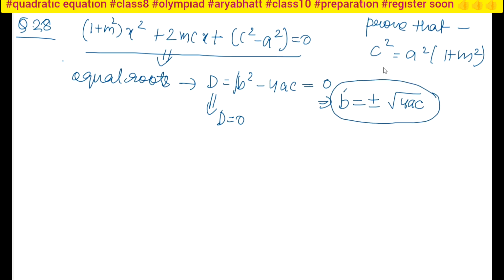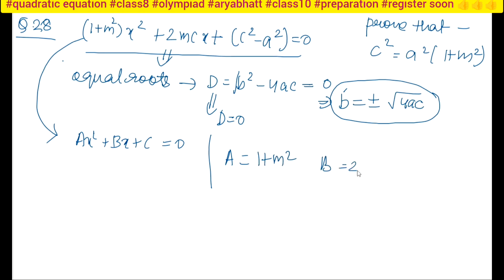Now when this is my condition, can you tell me how I can solve it? First I will use my discriminant. So now comparing this equation with ax square plus bx plus c is equal to 0, what will I get? A is equal to 1 plus m square, b is equal to 2mc, and c is equal to c square minus a square. Right? This is small c.